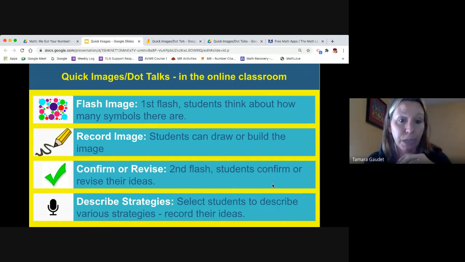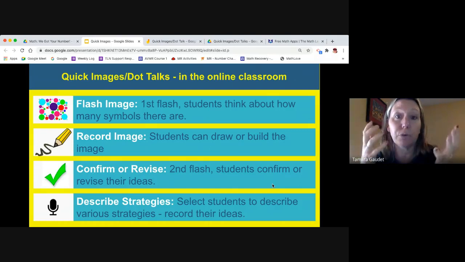And then last but not least, I'll ask what did everyone come up with? How many dots were there? The kids can either put it in the chat or you can have volunteers unmute and talk. Then I'm going to ask for strategies. How did you see it? How did you see the dots and the patterns you're noticing to help you get your total?